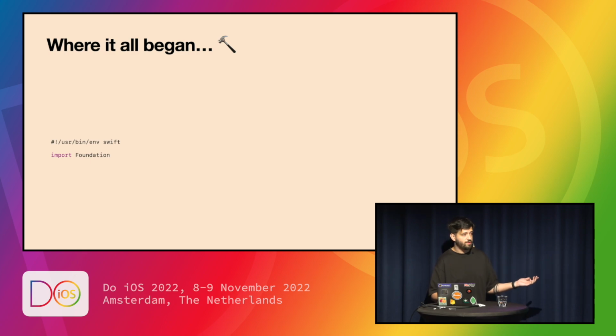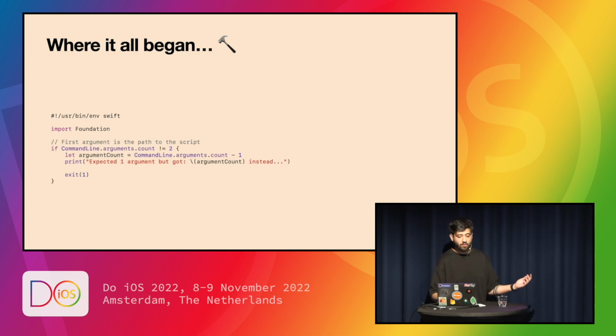So at this point, I could just import Foundation and write Swift. I grabbed the command line, and I made sure that the number of command line arguments was right. It's going to be 2 because the system is going to pass the contents of the file to Swift, so I still want the user to pass an extra argument. So I make sure that it's 2.